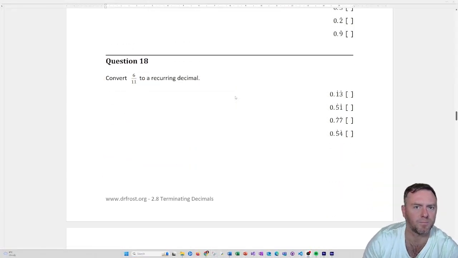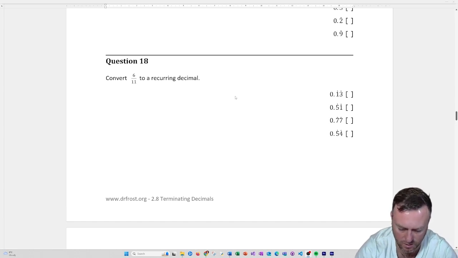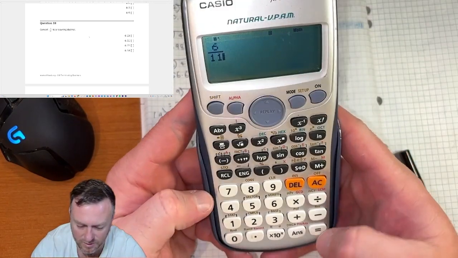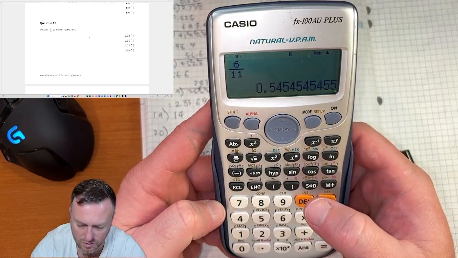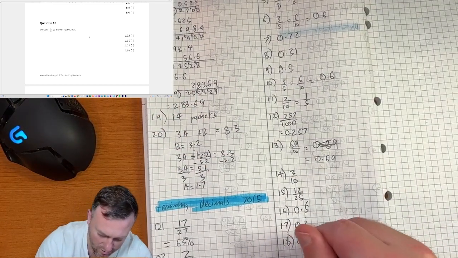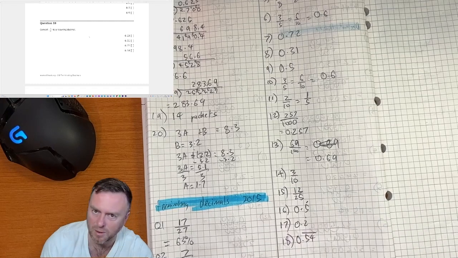18, get the calculator, so then we're going to go 6 over 11. So it's 54, 54, 54 repeating. So 0.54, and I usually put a bar over the top of that.